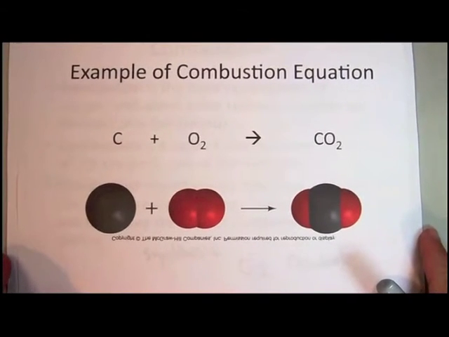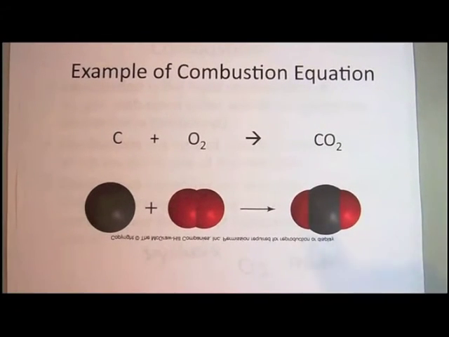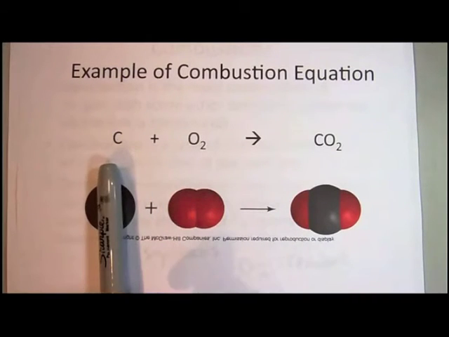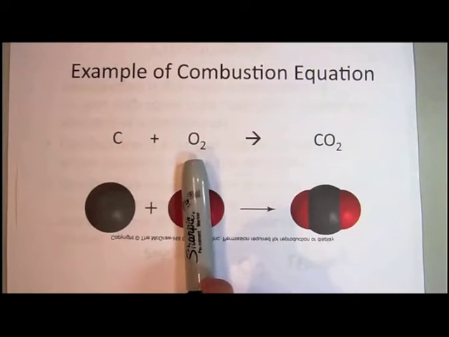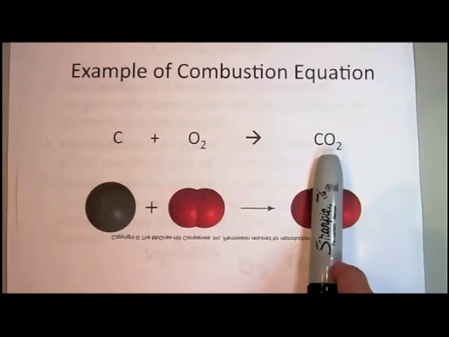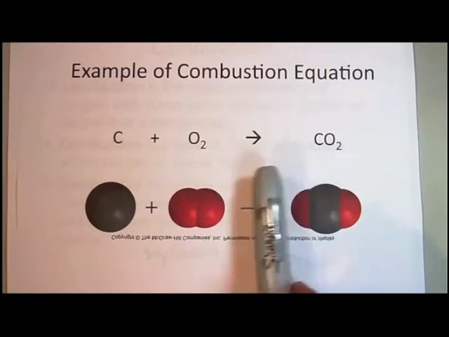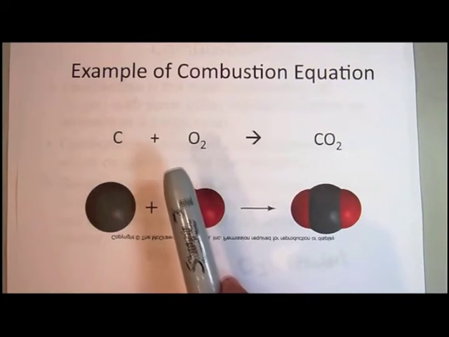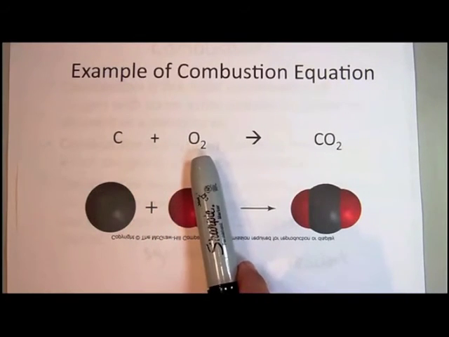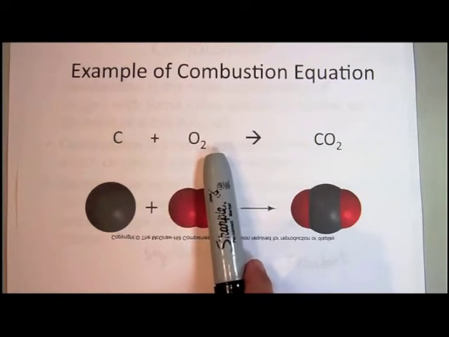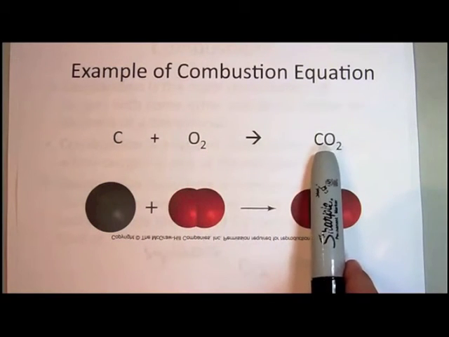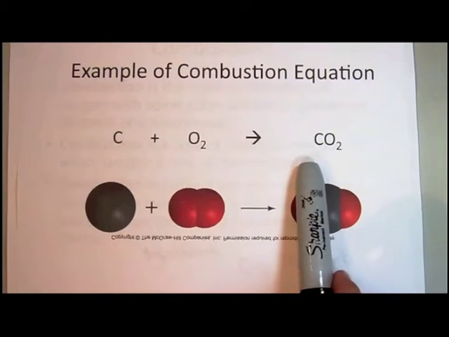In this particular combustion equation, we have carbon, elemental carbon, combining with oxygen to give, or yield, carbon dioxide. So you can see it's a combination or synthesis reaction, a special type called a combustion reaction, because the element or compound, in this case it's an element, is combining with oxygen to give us a new compound. Okay, so that's a combustion equation.